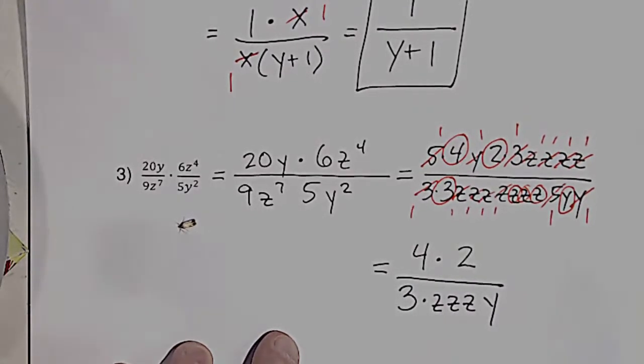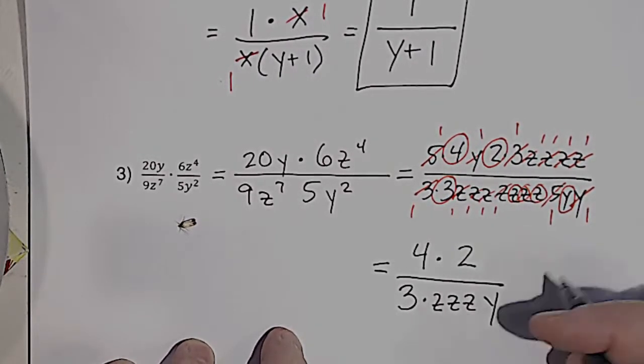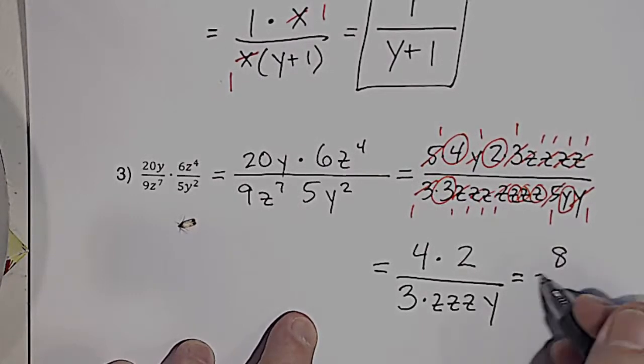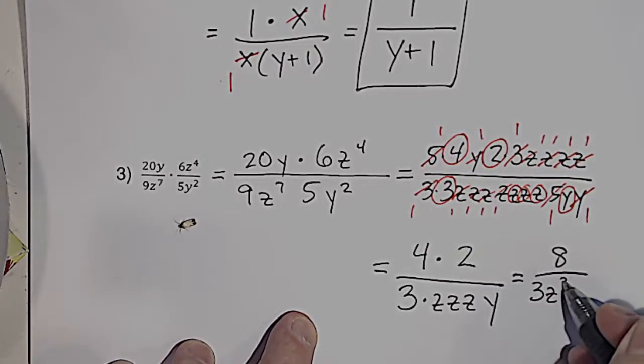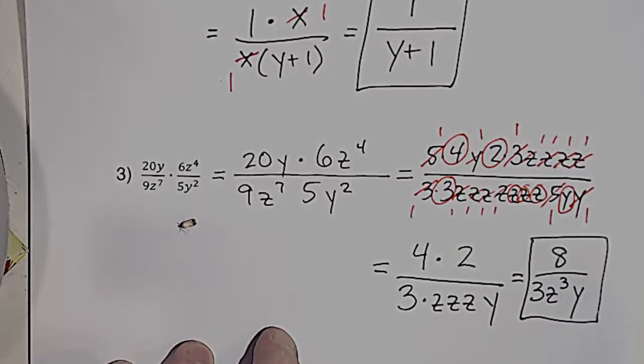So I think I've got 3 z's left over and a y. And so up on top, I've got 8. Down on the bottom, 3z cubed y. What do you think? Woohoo?